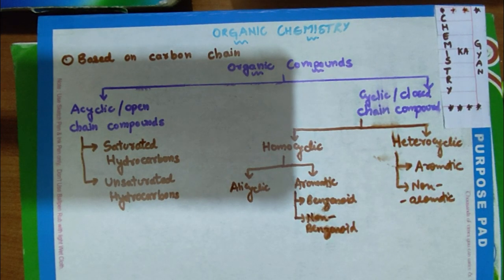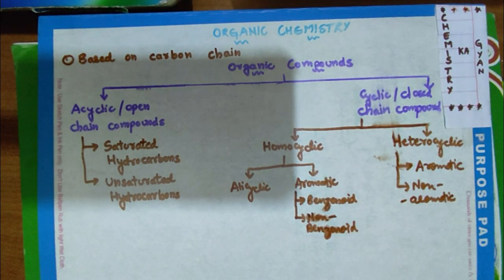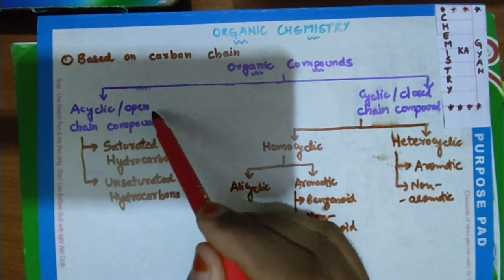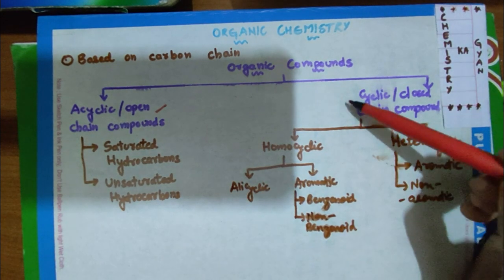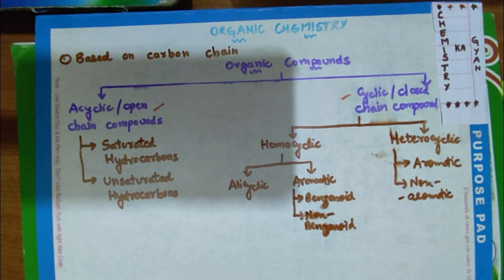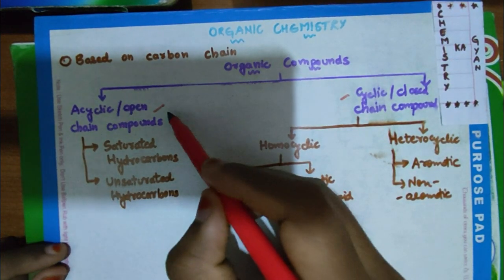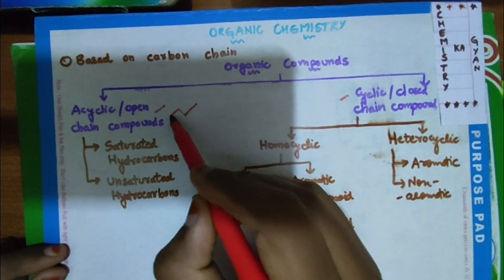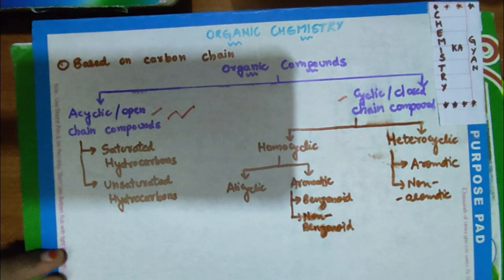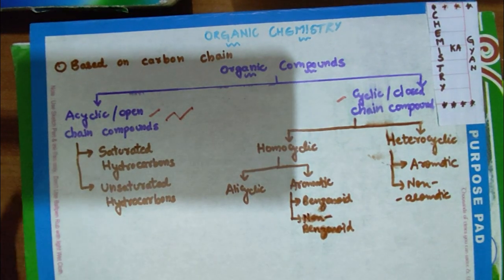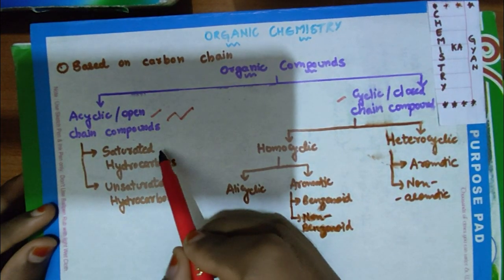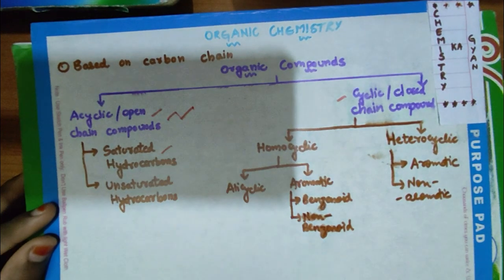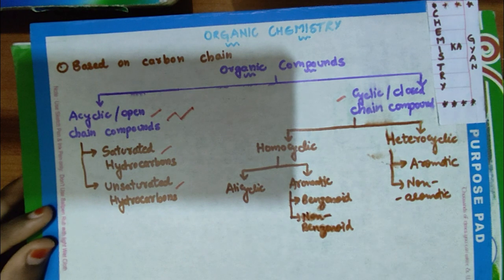Now let's see the classification of organic compounds based on the carbon chain. As you have seen earlier, it is divided into two classes: acyclic or open chain compounds and cyclic or closed chain compounds. We see the acyclic or open chain compounds. The example would be butane, containing 4 carbons, which is an open chain compound, right? It is divided again into two types: saturated hydrocarbons and unsaturated hydrocarbons.